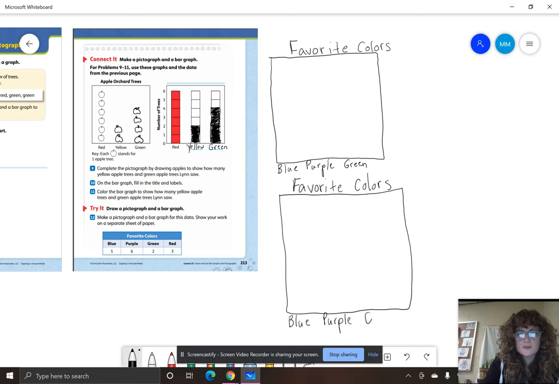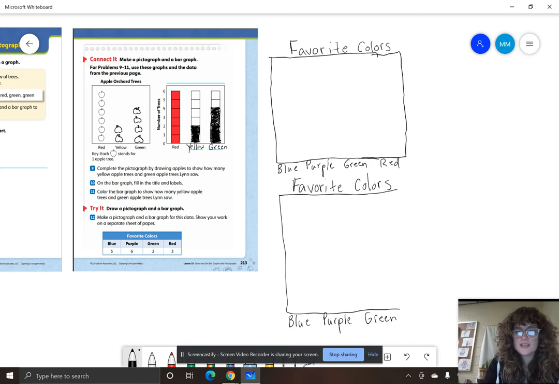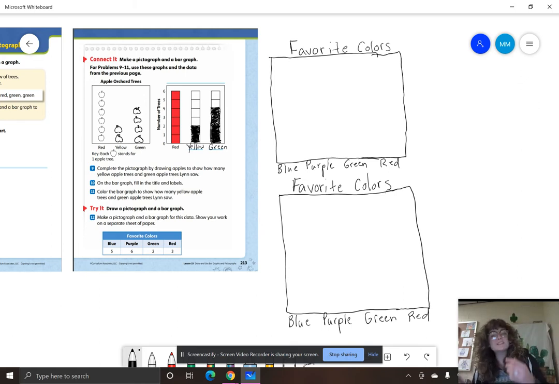Ooh, Miss Mason's going to need to make her graphs a little wider. Green. And red. All right, so I have those spaced out so I have enough space to make my bars and my pictures.